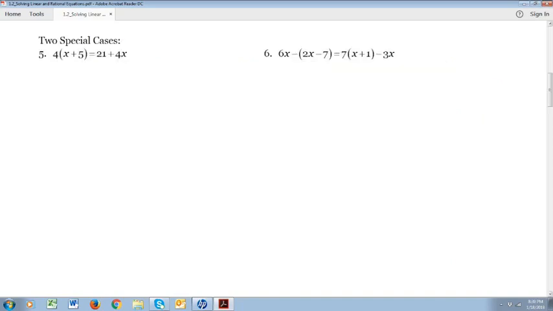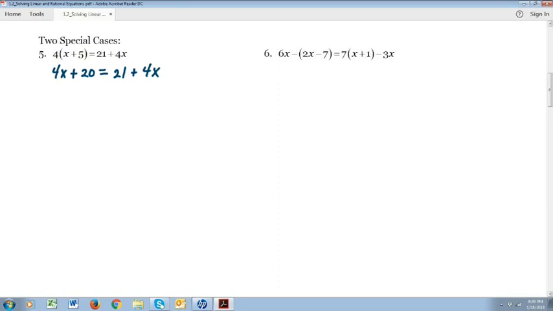All right, let's move on. These are actually 2 special cases. Weird things happen with these. We're going to solve them just like the others. So let's simplify. Notice on number 5 we need to simplify on the left. We can distribute. We get 4x plus 20. We'll rewrite the right side.